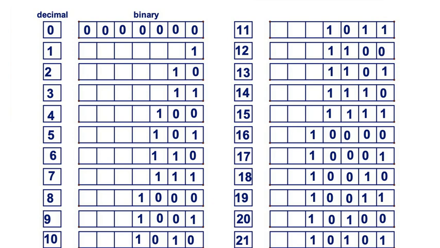Okay, now this is a pretty boring chart of counting up in binary: 0, 1, 2, 3, 4. And you can see the pattern, given that you only have ones and zeros to work with. But that's a horrible way to try to work it out. There's a much better way.